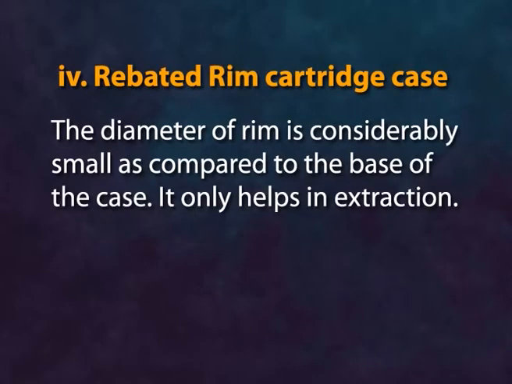The fourth type is the rebated rim cartridge case. In these types of cartridge cases, the diameter of rim is considerably small as compared to that of the base of the cartridge case. It only helps in extraction. It has same function as rimless case but has some more advantages when considered in combination with other types of cartridges.